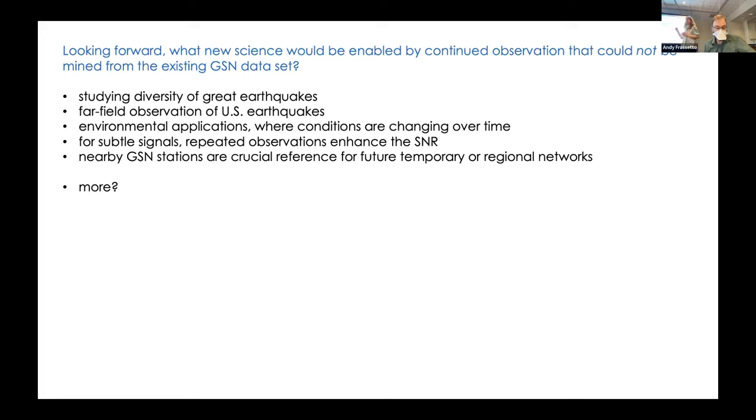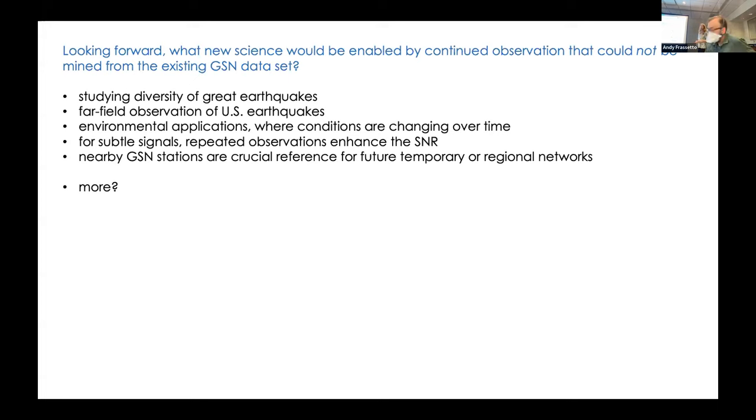So I've switched to a new slide here and getting kind of a math question about, all right, looking forward, what new science would be enabled by continued observation at GSN stations, or adding more stations, building broadband arrays that are fairly long-term, whatever you want it to be. So again, just a seed list to get things started.